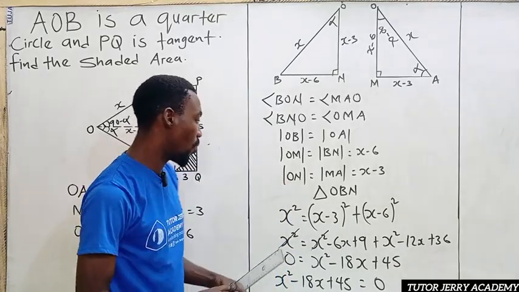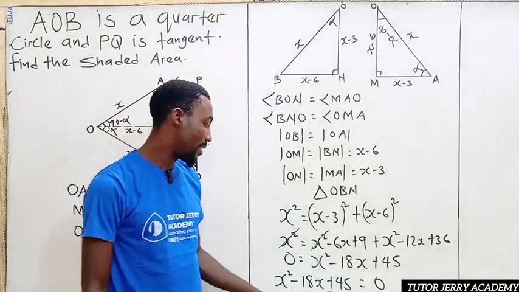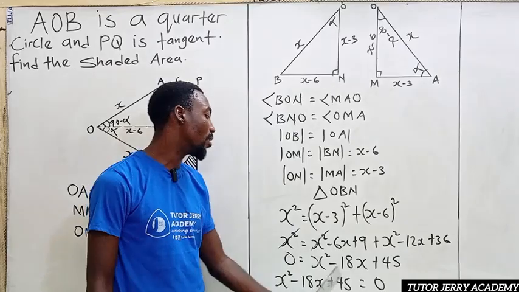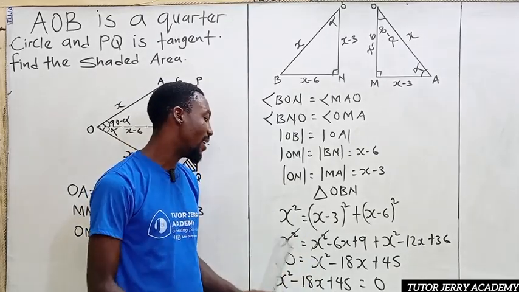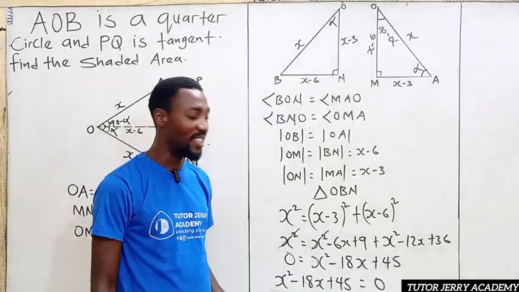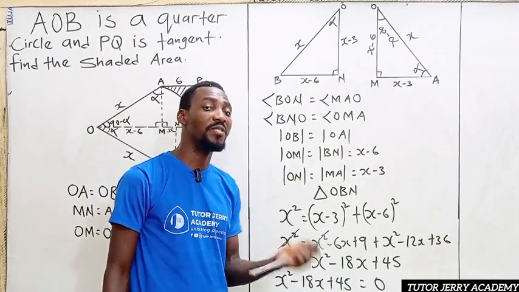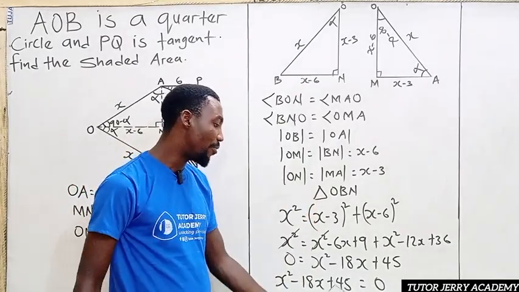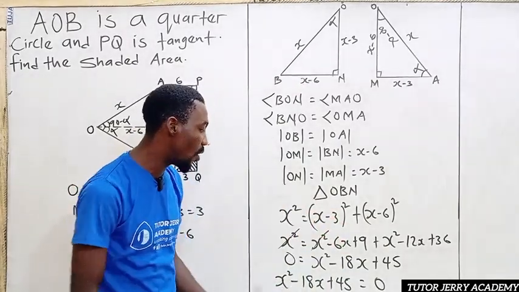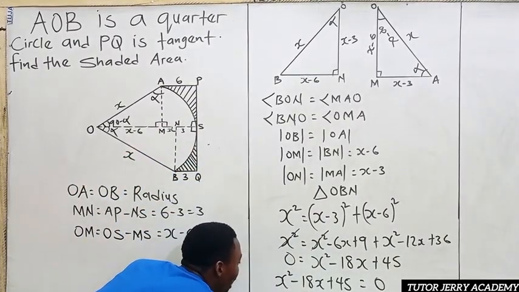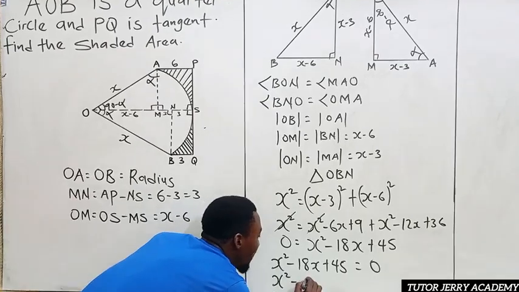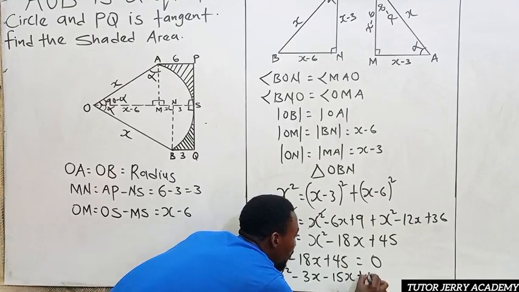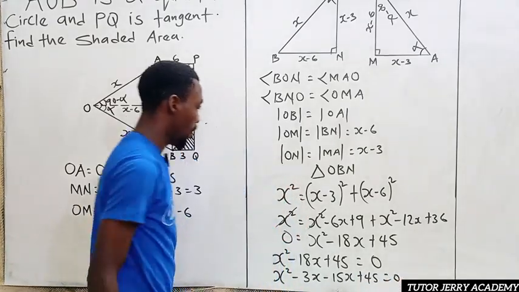0. Alright. So if we solve this using quadratic, we are going to think of two numbers that we can multiply together that is going to give us 45, and when we add them together, it's going to give us negative 18. The numbers are nothing but negative 15 and negative 3. Negative 15 multiplied by negative 3, you have 45. If we add them together, we are going to have negative 18. So we are going to have S squared minus 3S minus 15S plus 45 equals what?